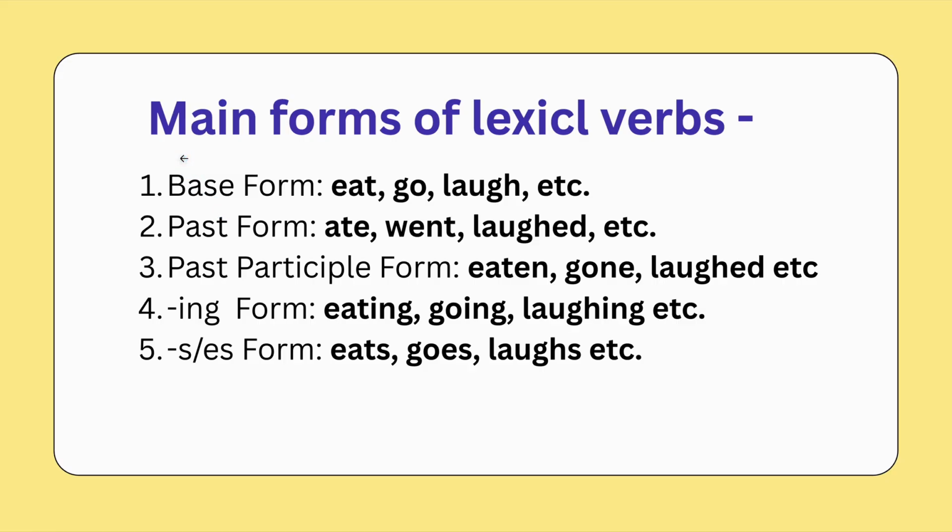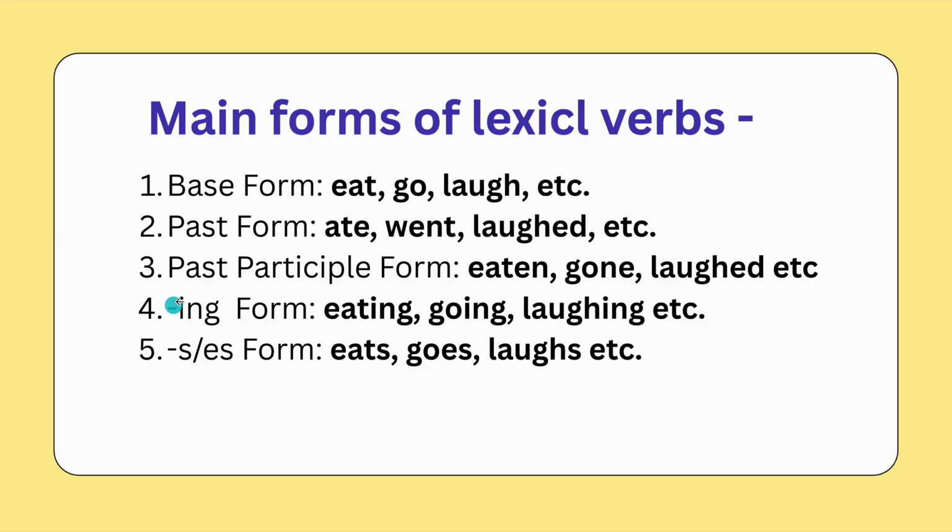Now we see forms of lexical verbs. First form, or we call base form: eat, go, laugh, etc. This is first form or base form. Second form or past form: eat converted to ate, go converted to went in the past form, laugh converted to laughed in the second form.